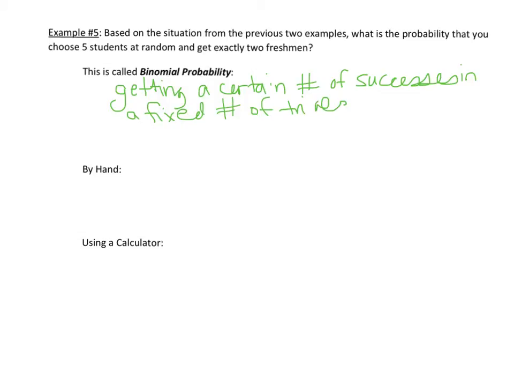Unfortunately, the formula is a little bit unpleasant. So I'll go ahead and give you the formula that they write in the book, and then we'll talk about what it means. Our formula is: the probability that big X equals little x equals nCx times p to the x times q to the n minus x. Looks pretty nasty, doesn't it? So let's break this one down.